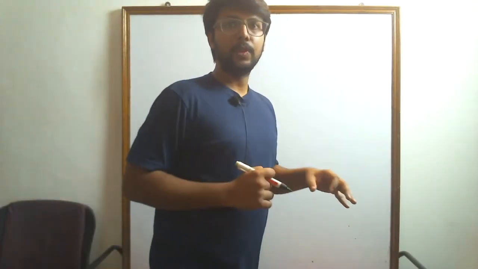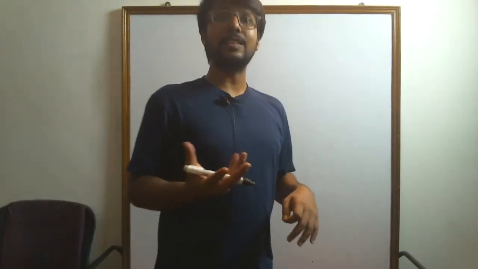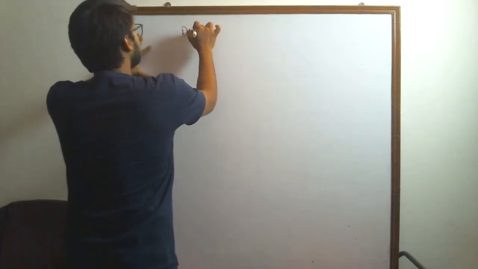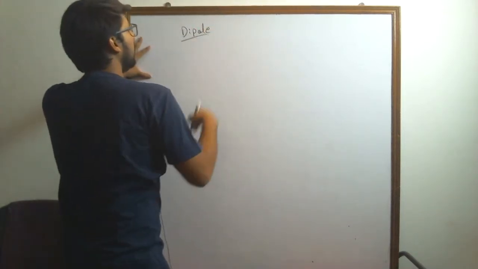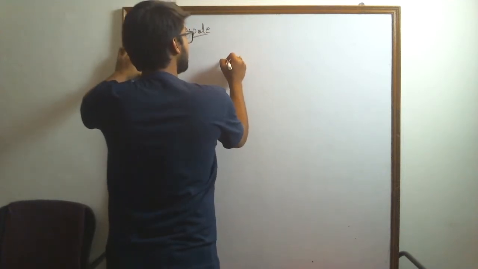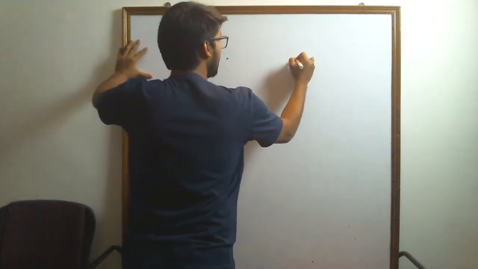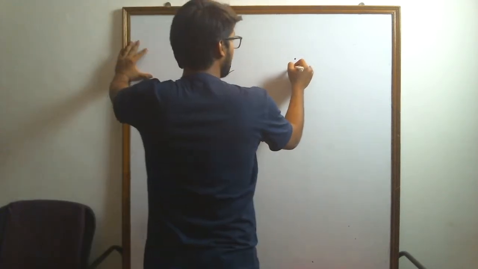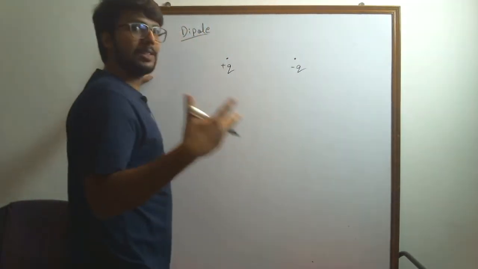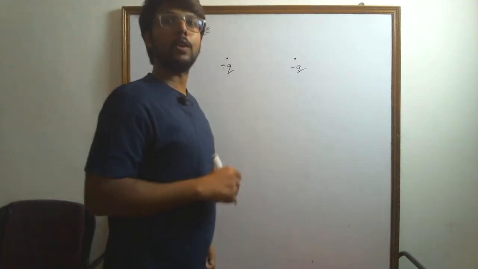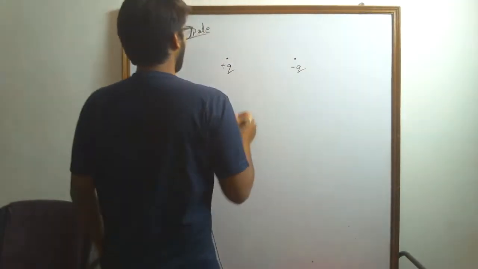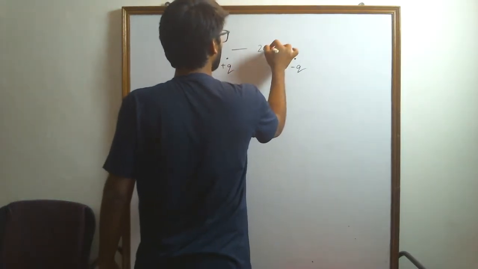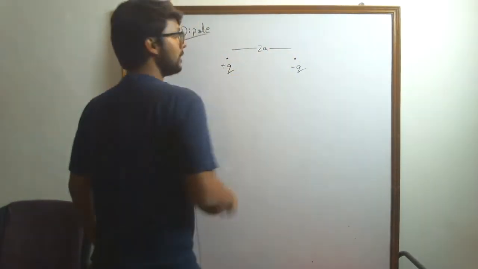So first things first, we'll first discuss what is a dipole and why is it so important. So a dipole is a name given to a system of charges such that one charge is plus q and another charge is minus q. That means their magnitudes are the same but they are of opposite signs and the distance between them is fixed, say 2a, right? Why are we writing it as 2a?